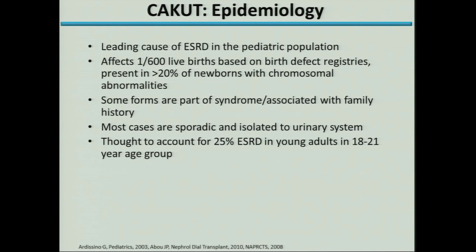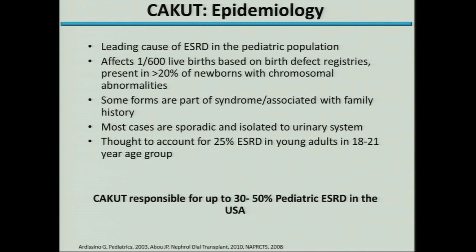So the epidemiology of CAKUT is such that it's the leading cause of end-stage renal disease in the pediatric population. It affects about 1 in 600 live births, and that's based on various birth defect registries, and is present in over 20% of newborns that have chromosomal abnormalities. Some forms are part of a syndrome or associated with a family history, but most cases are sporadic and isolated to the urinary system. Of note, CAKUT is thought to account for about 25% of end-stage renal disease in young adults in the 18 to 21 year age group, emphasizing the importance of smooth transition from the pediatric to the adult nephrology services.